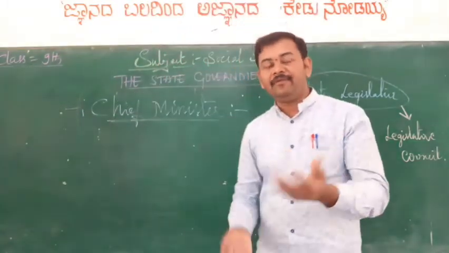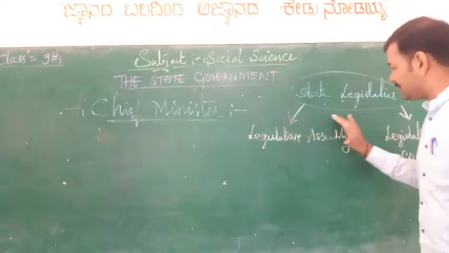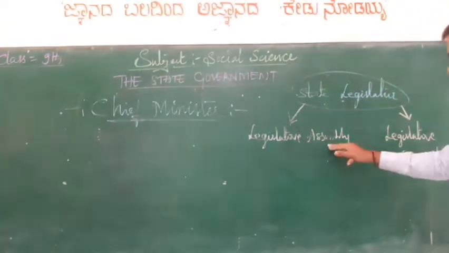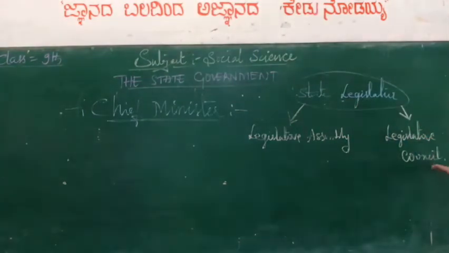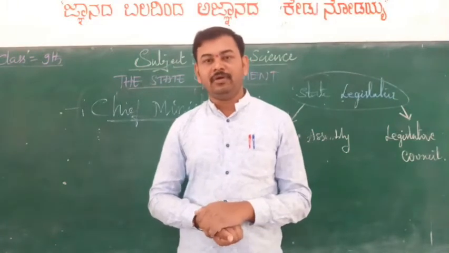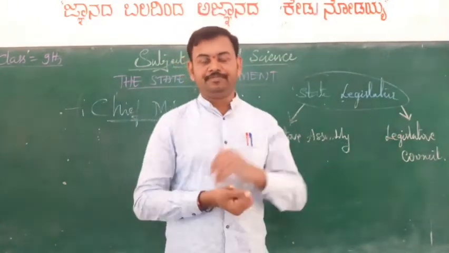Got it? So what I am going to say is, the Chief Minister may be a member of either of the two houses of the state legislature. He will be a member of the Legislative Assembly or a member of the Legislative Council. The Chief Minister should be a member of one of the two houses of the state legislature of Karnataka.